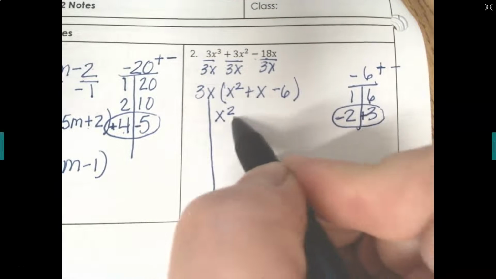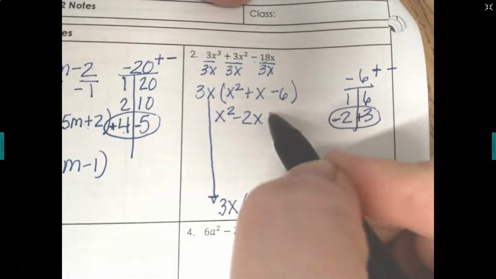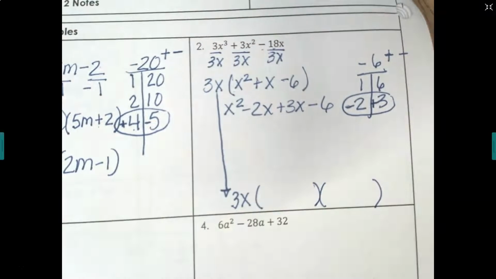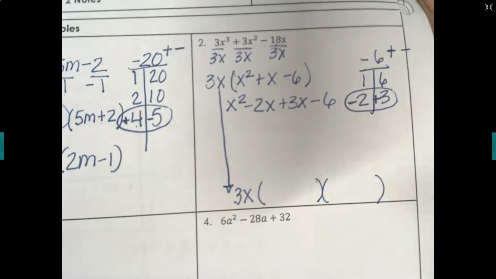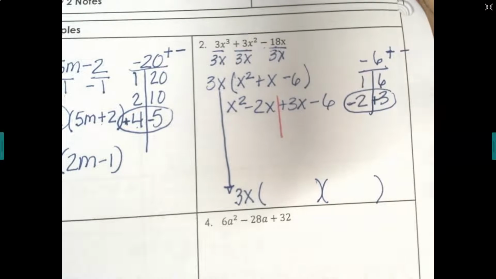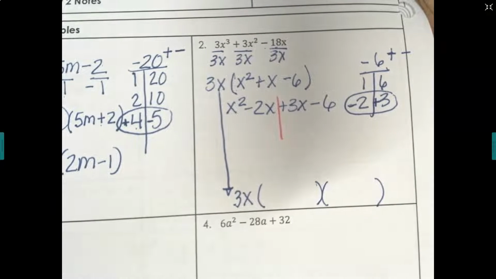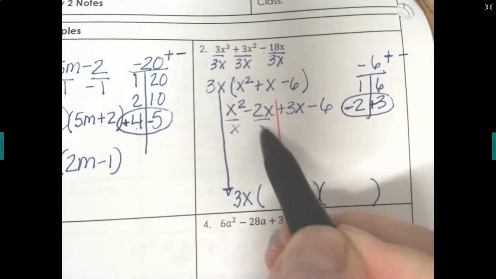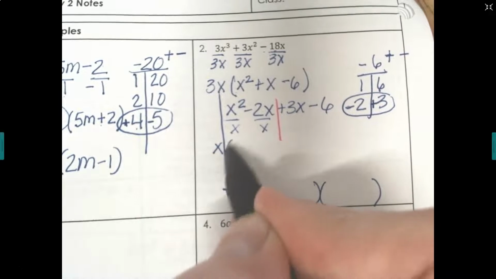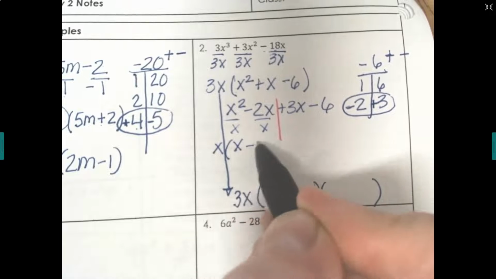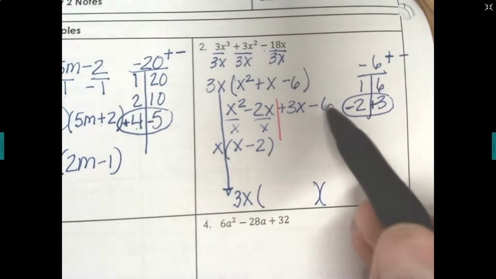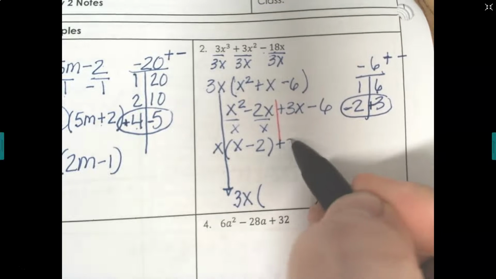x squared minus 2x plus 3x minus 6. So from here it's exactly the same. I'm going to split just like I've been doing because 4 terms is too many to deal with. I notice that these 2 terms have an x in common. So my GCF is x, and I'm left with x minus 2 once I divide those out. 3 and 6 have a positive 3 in common.